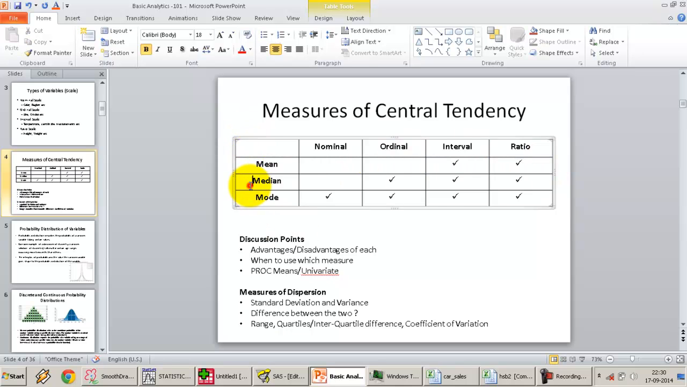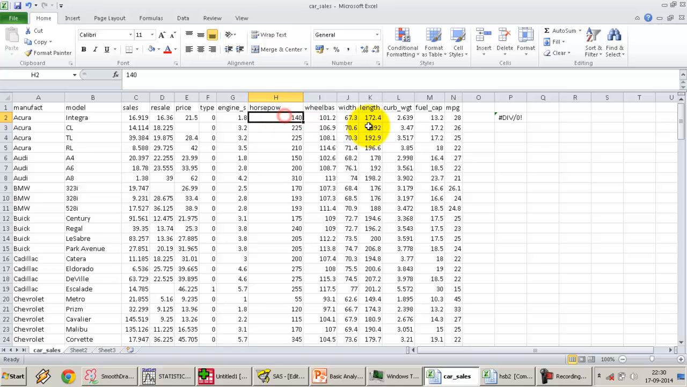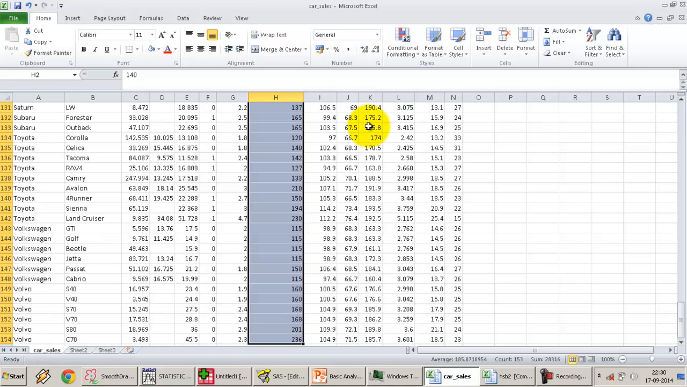So how do we actually calculate the median of a variable? Median means the center point of the variable or the 50th percentile observation. By 50th percentile, it means figuring out the observation from which half of the data set is above that and half of the data set is below that. And if I want to calculate the median value for, let's say, horsepower, so I know this particular data set has got about 153 observations.